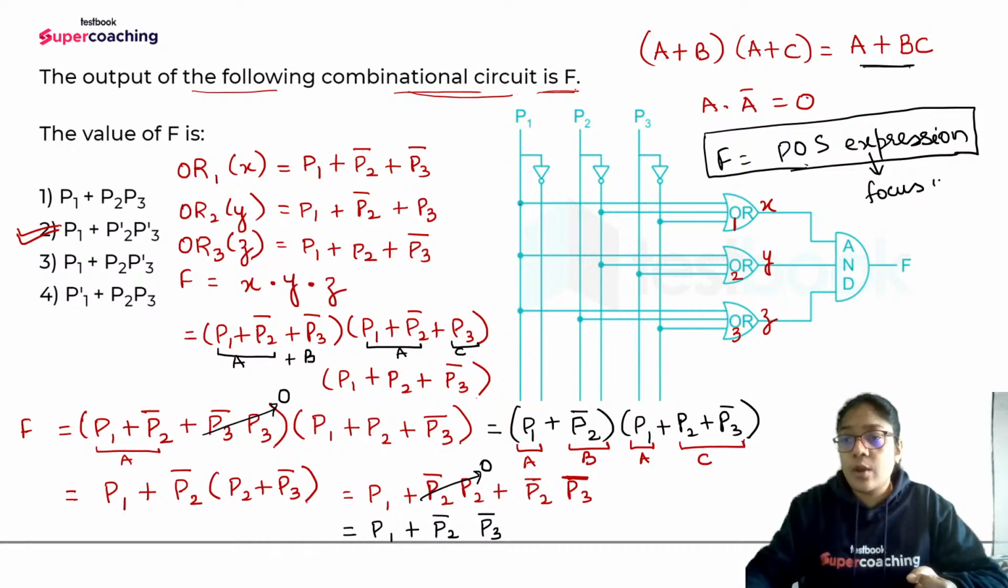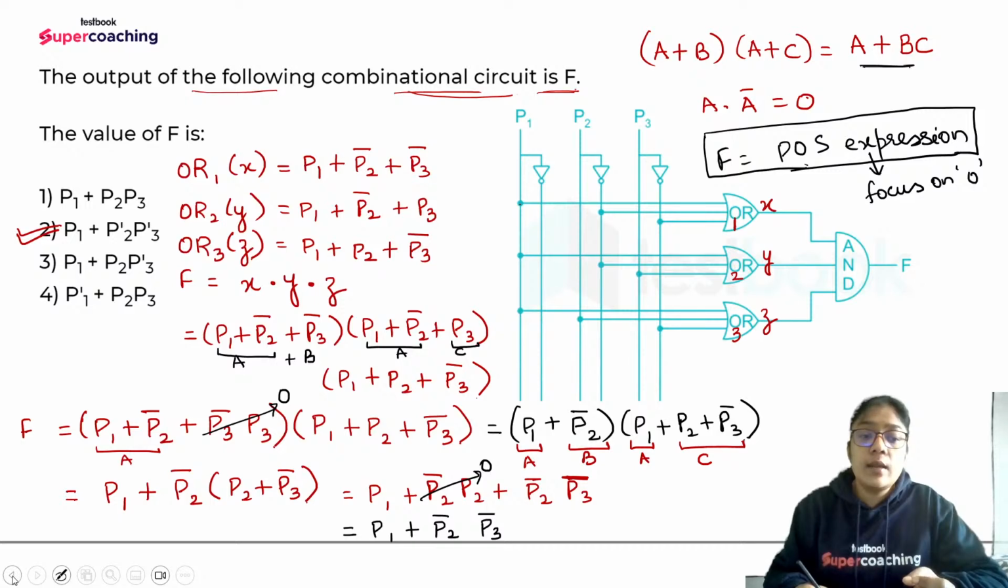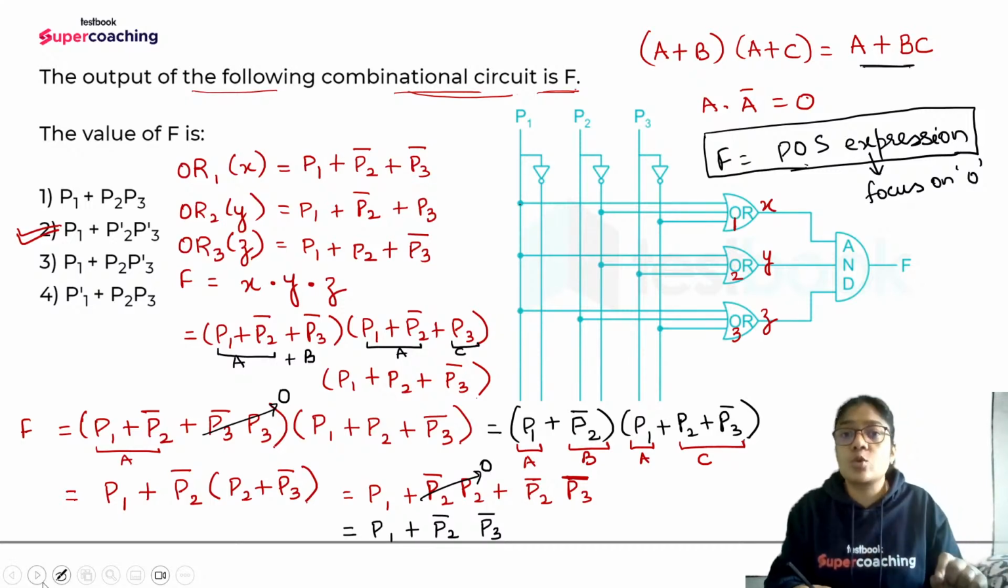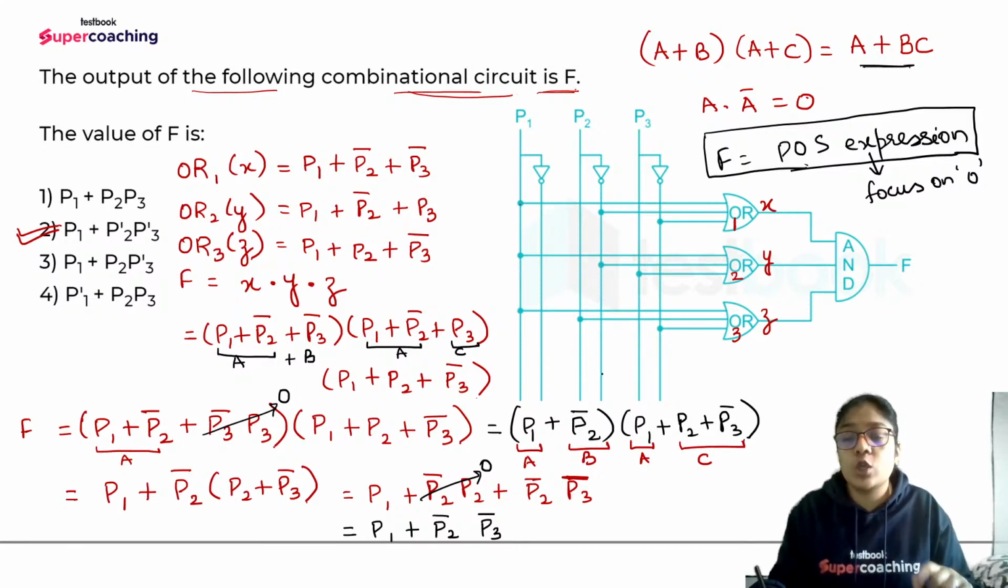Like the K-map we just did, in that case we had created the K-map with the entries 1, and the focus was to cover all the ones. In POS, the focus is to cover all the zeros.